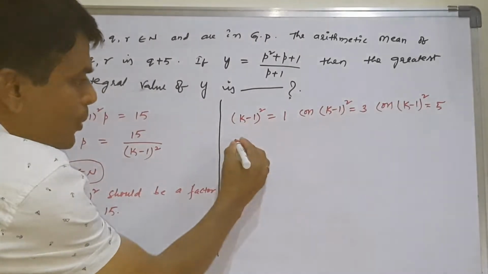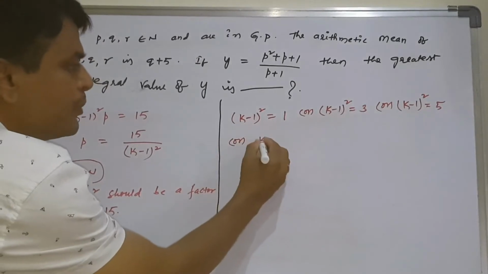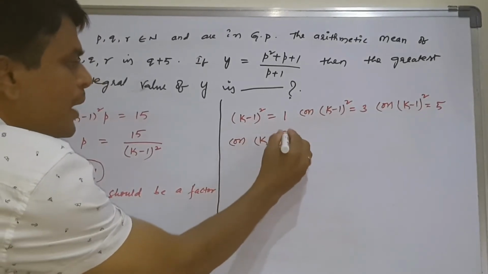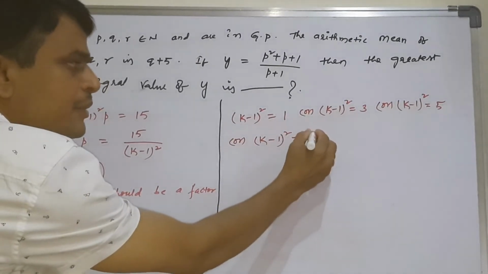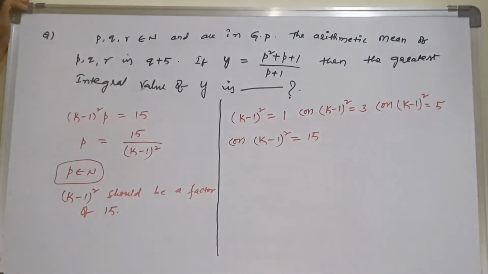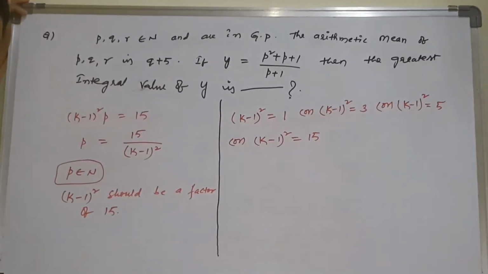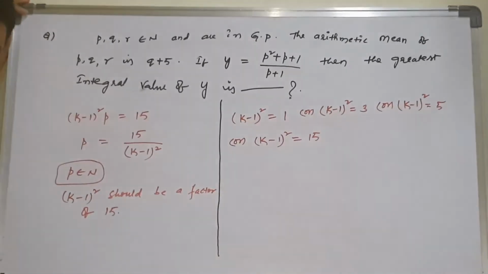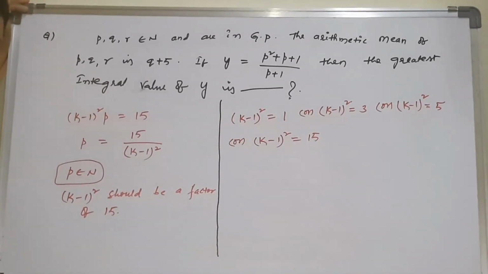Now you will get a doubt. Can I take (k minus 1) whole square as 15 directly? Yes. These are the 4 cases possible. But in which case the k value is possible as an integer, that you need to calculate. Okay?